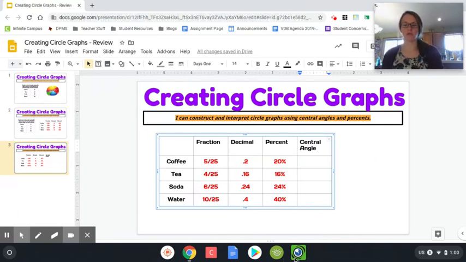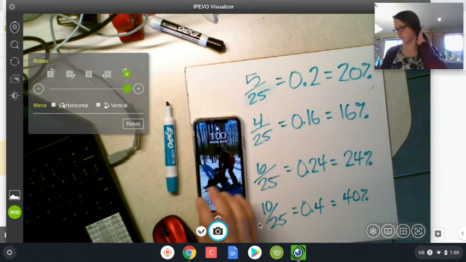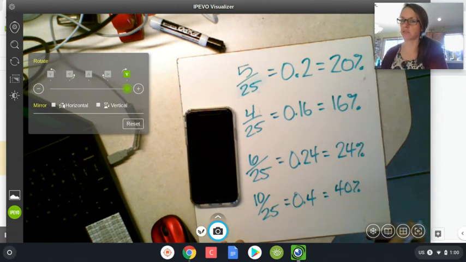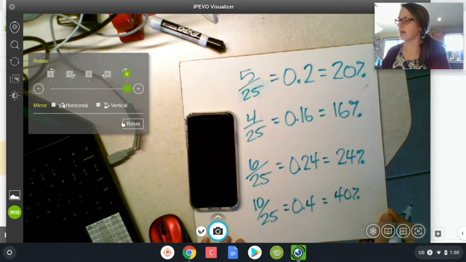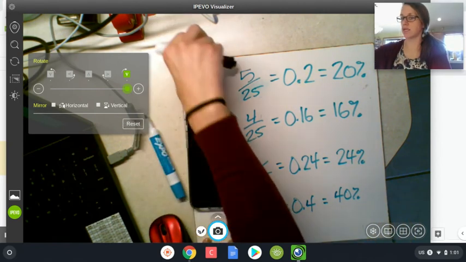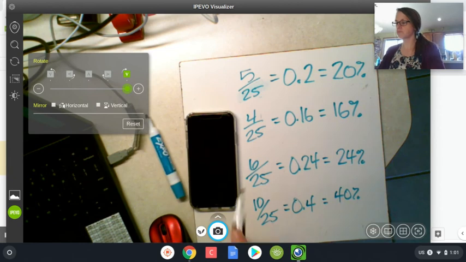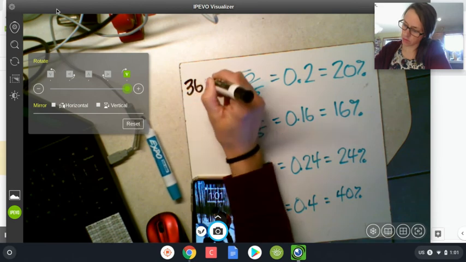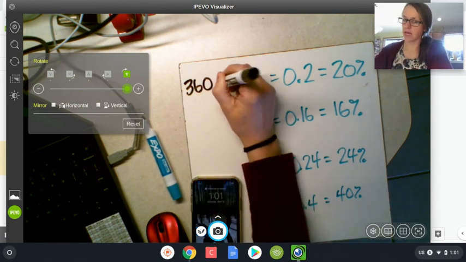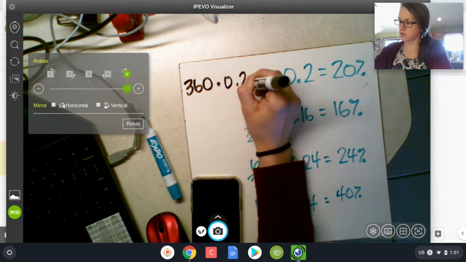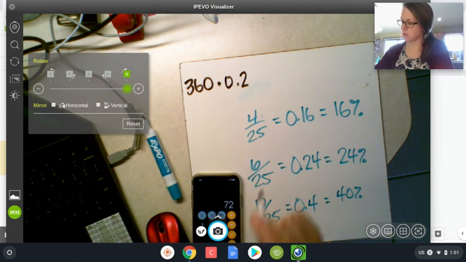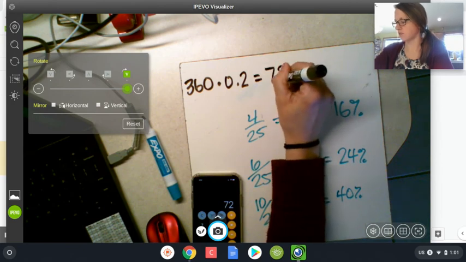So to figure out my central angle, we know there's 360 degrees in a circle. So when I'm looking at this, I really want to know what's 20% of 360 degrees. In order to calculate that out, I can take 20% times 360, or in other words, 360 times 0.2, which is going to tell me how many degrees are in this section. So I get 72 degrees for this section.